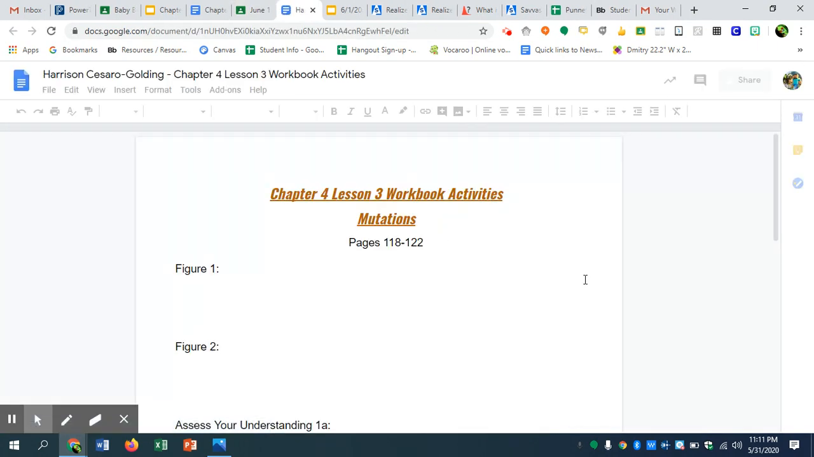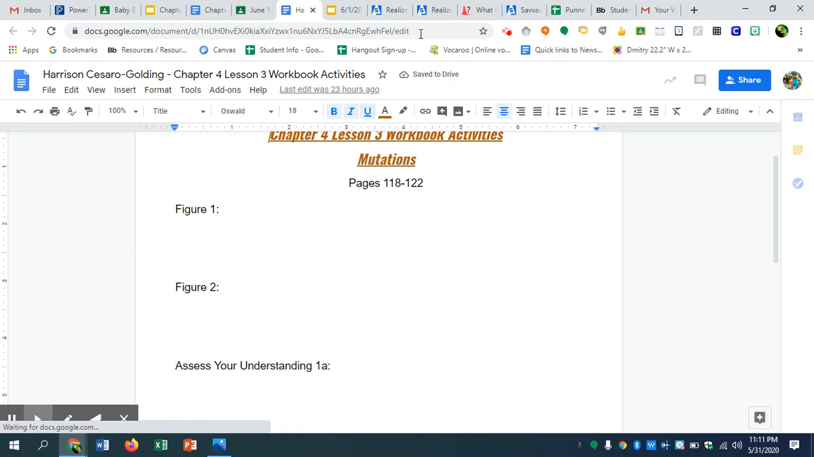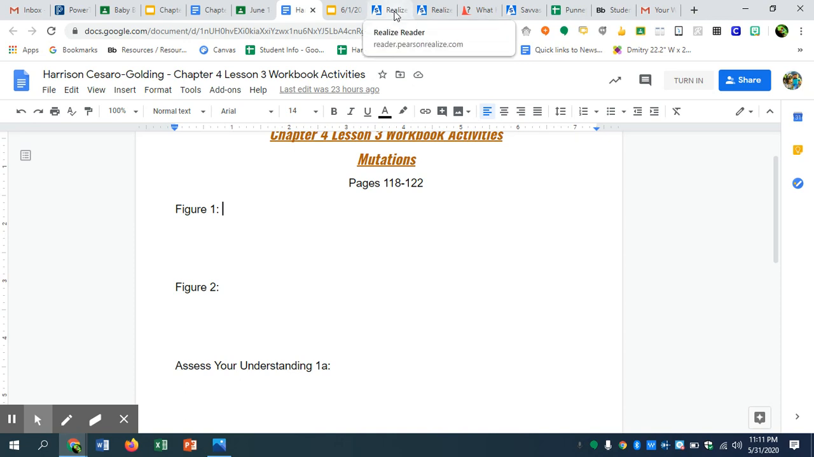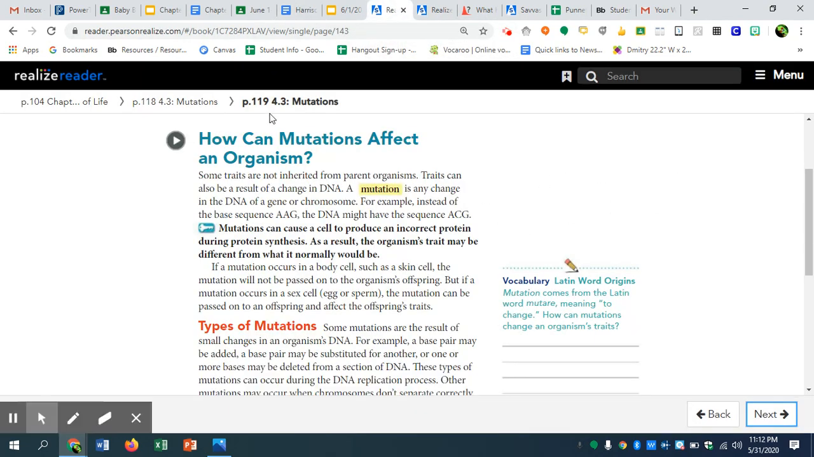And this is what we're filling in together today. Okay, so if you go to your online workbook, remember it's pearsonrealize.com. I also have instructions on my teacher page on how you can get there. We're starting on page, I wrote 118, but it really starts on page 119. Okay, so let's talk about mutations.